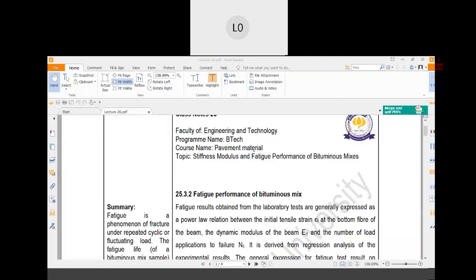So in our previous class, we discussed stiffness and how fatigue testing is done. This class is a continuation of the previous class, and we will discuss more about fatigue. As we have already discussed, fatigue damage is caused by the tensile forces. So how does this fatigue damage occur?